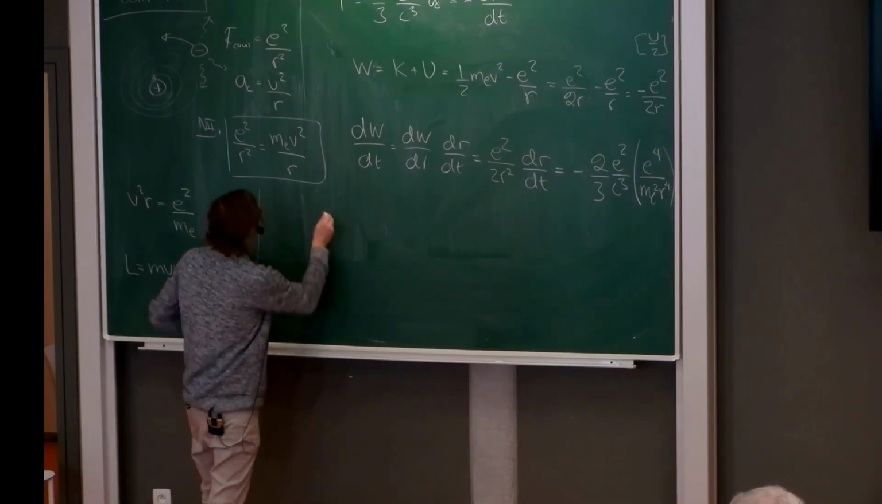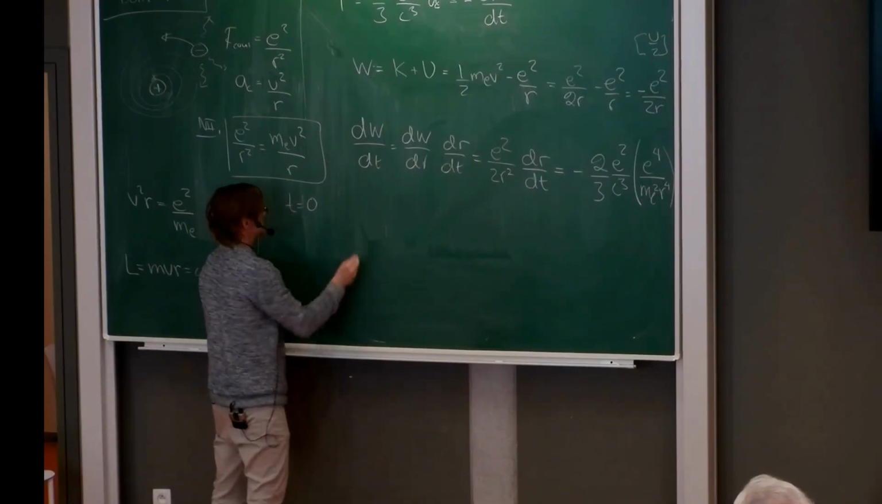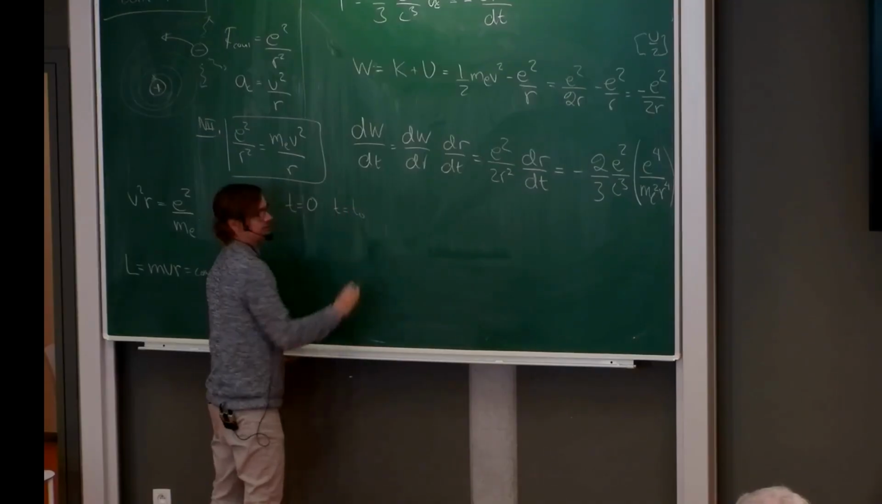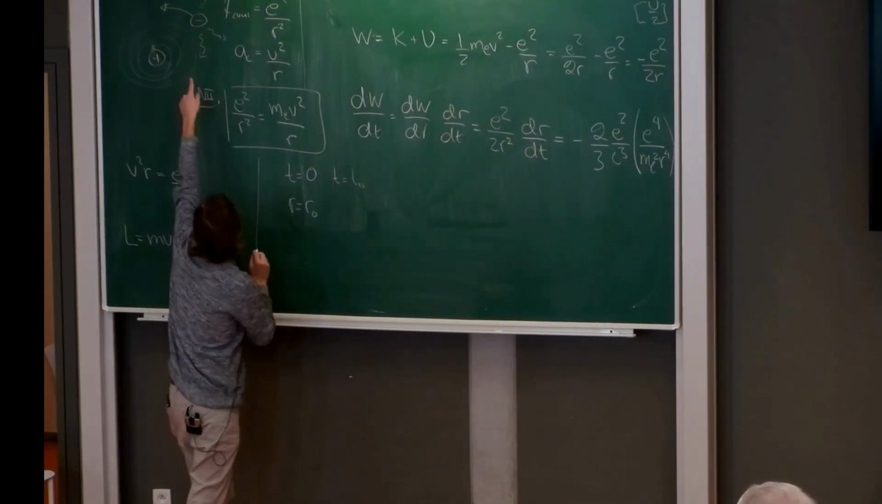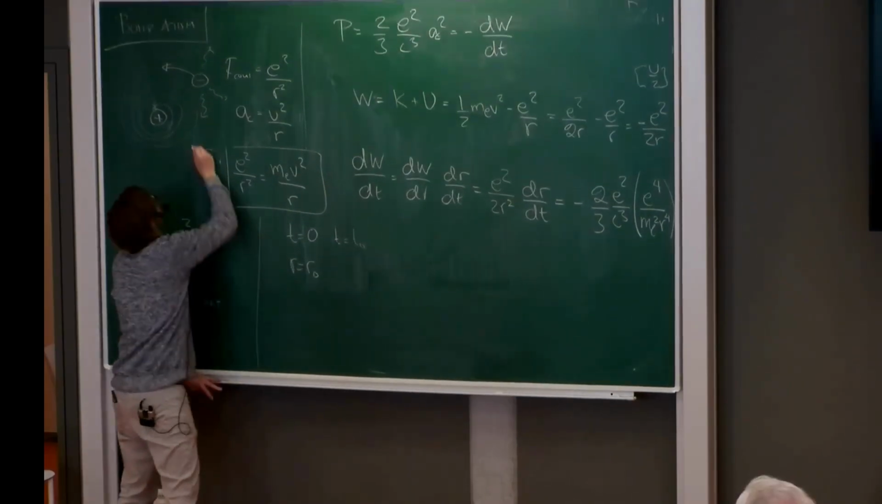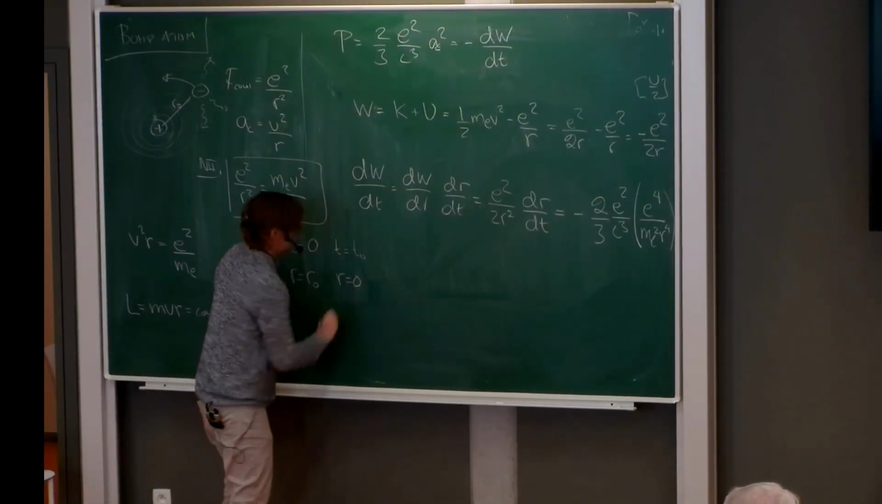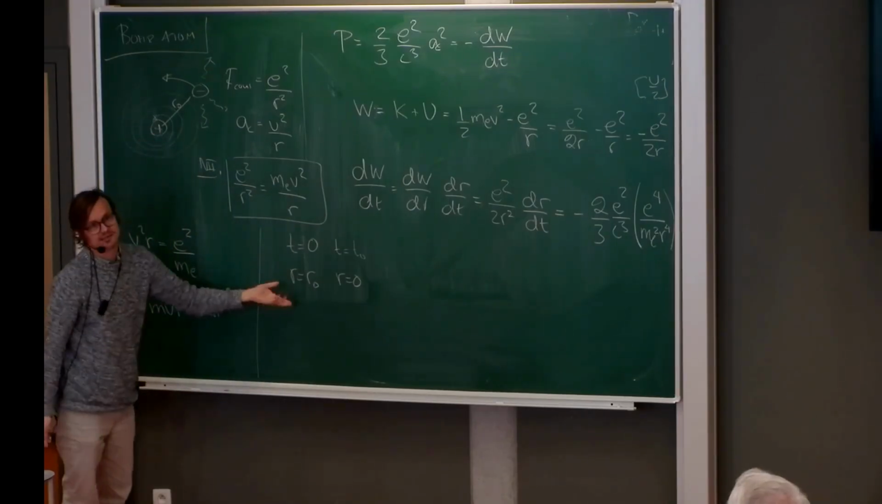So let's say we're interested now, how long does this take? We take it from t equals 0 to some t equals, say, t0. And for r, we start from some initial radius, which here would just be r0, and then we're interested in when it reaches the nucleus, at essentially 0.